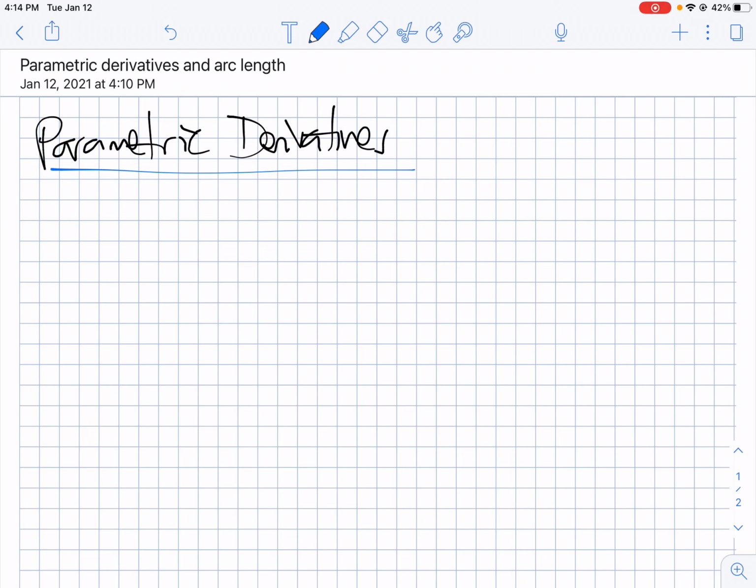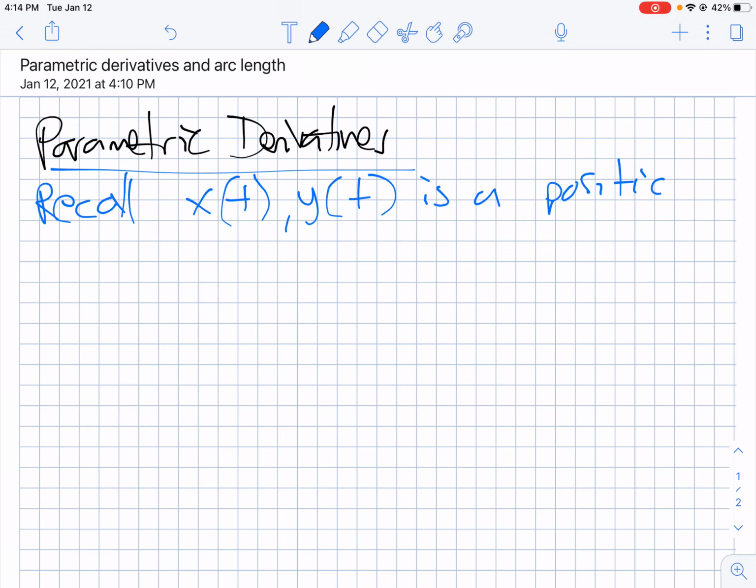All right, guys. Well, let's go ahead and take some derivatives of parametric functions today. So that's something you guys have been really curious about, of course. So remember that if we have x of t and y of t for some parametric function, that is a position. So one of the first things that people, of course, want to do when you have a function is take a derivative. So you might think, what does dx dt represent? What does dy dt represent?